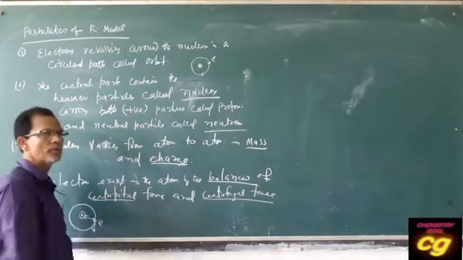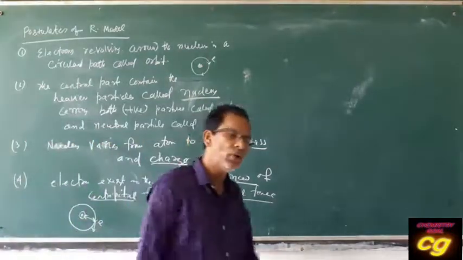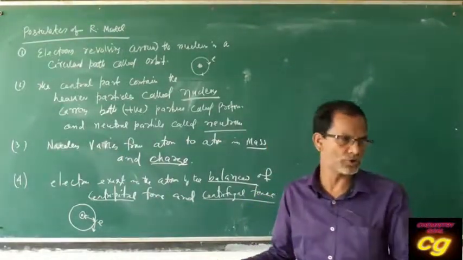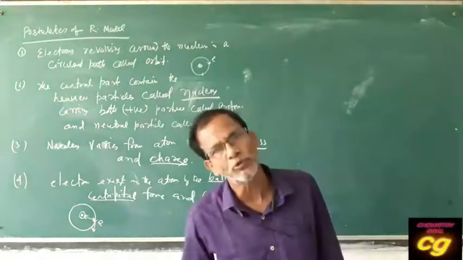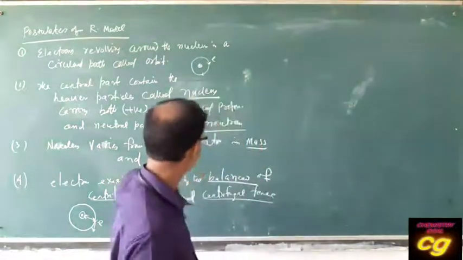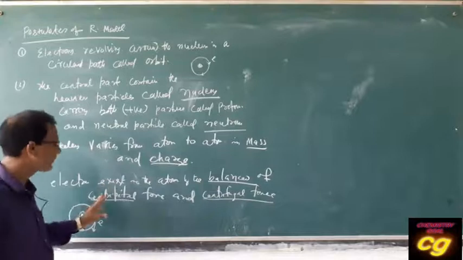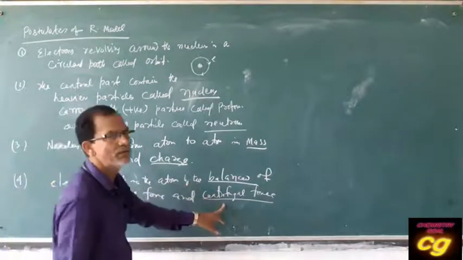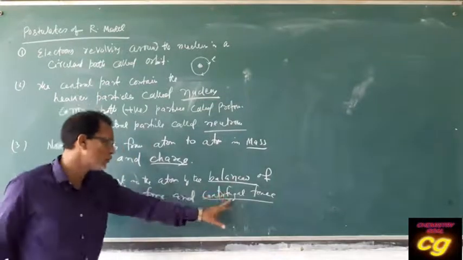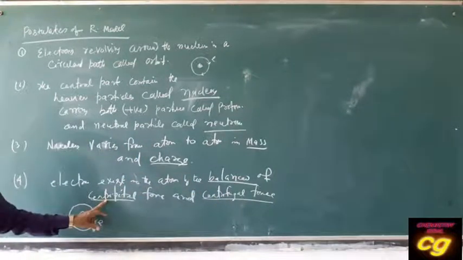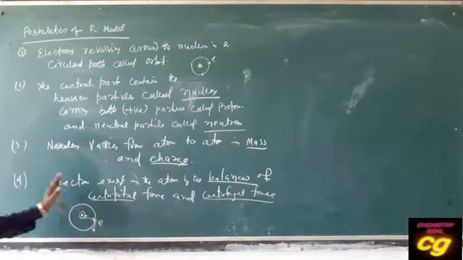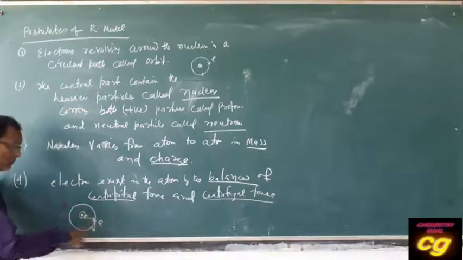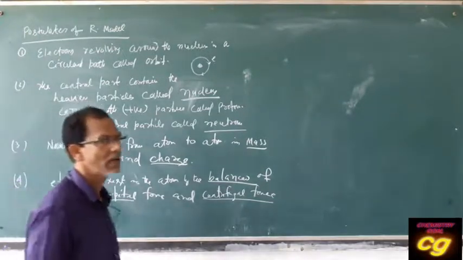If these forces were not balanced, then the electron would automatically be removed from the atom without any energy. That's why this force is balanced, due to centripetal force and centrifugal force. This force is outward and this force is inward. Due to this balance, the electron exists inside the atom and continuously revolves around the nucleus.